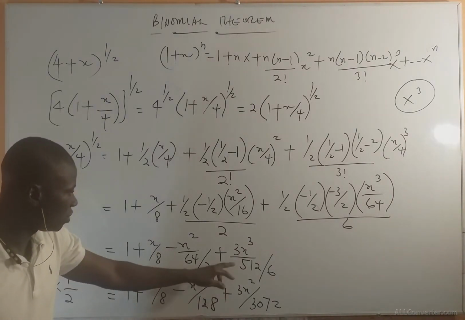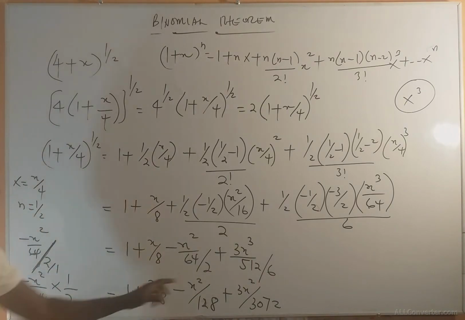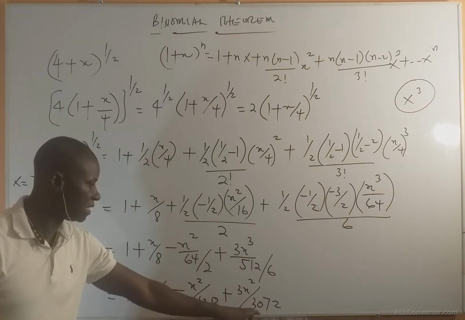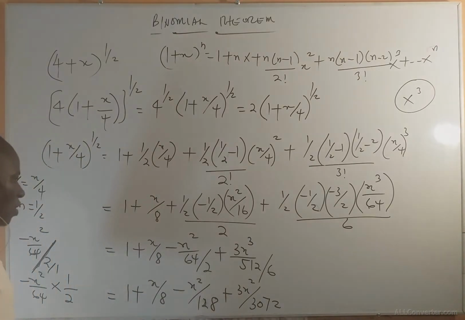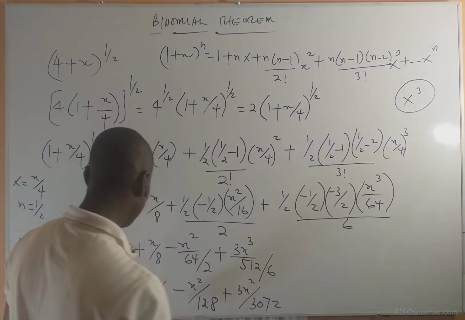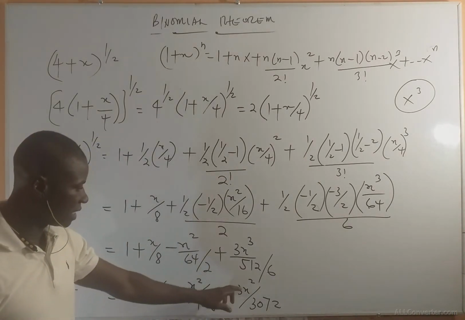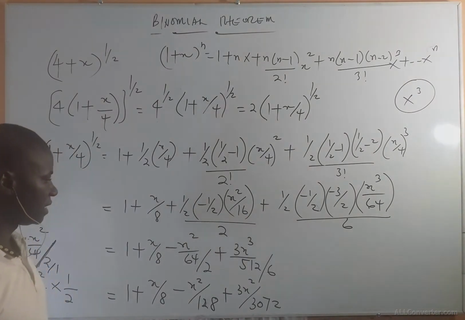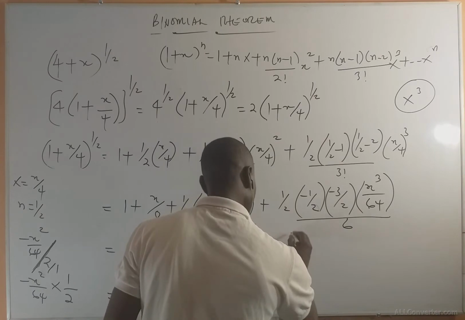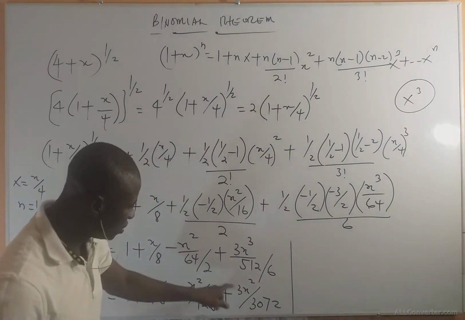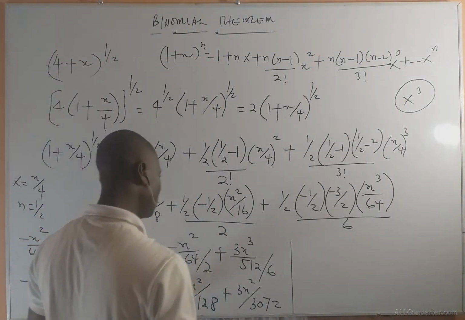Then we also have x cubed divided by 512 all divided by 6. So the same approach. 512 will now multiply the 6. And that's how come we have 3072. So in all, this is 1 plus x on 8 minus x squared over 128 plus x cubed on 3072. And so 3 can go in here. We have 1024. So you can simplify this further.